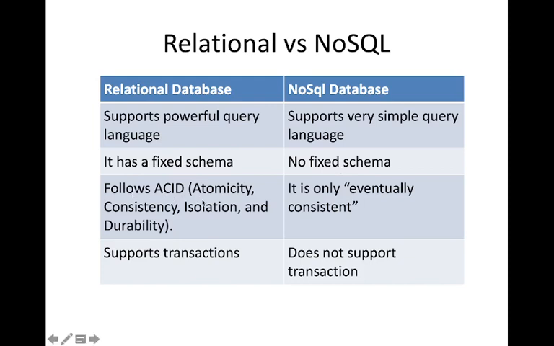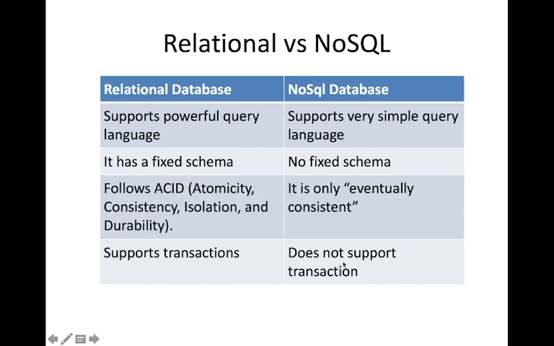Then relational database follows ACID properties, that is atomicity, consistency, isolation, durability. Here it is only eventually consistent. Every time it won't check whether it is following those ACID properties. Finally, the state will be consistent. That is why it is known as eventually consistent. In between it may not be consistent, and finally the database will be in a consistent state.